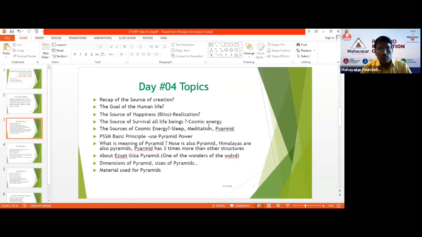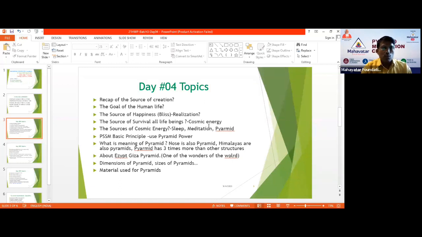Now, what are the sources of this cosmic energy? Let's understand. The three sources, my dear friends. What are the three sources? Sleep, meditation, pyramid. Okay. We already understood that through sleep and through meditation we gain a lot of cosmic energy. We already explained it in so many ways, from different angles, how we gain a lot of cosmic energy through sleep and meditation. So today we are going to consider the pyramid as a source of this cosmic energy.